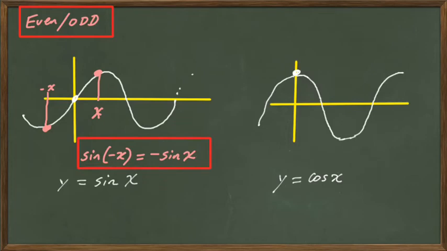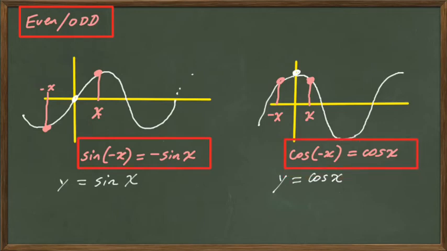Please watch this one. Here is cosine of x, and you have that y value. If you had the cosine of -x, would you have the same y value? Yes. So cosine of -x is just equal to the cosine of x. So that's for sine and cosine.